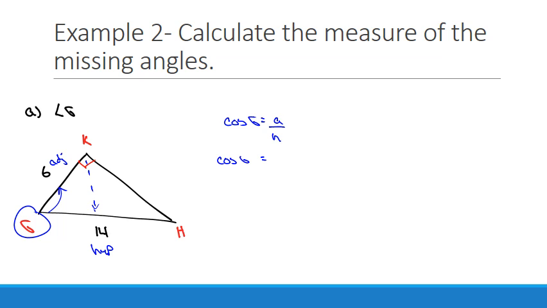I'm going to write cos G again, equals the adjacent, which is 6, over the hypotenuse, which is 14. Okay, now how to find the angle? You use this exact same technique that you used in the tangent ratio. So to find angle G, we write cos to the -1, which means inverse cos, which is really just telling our calculator to go the opposite way on the chart that's programmed into it.